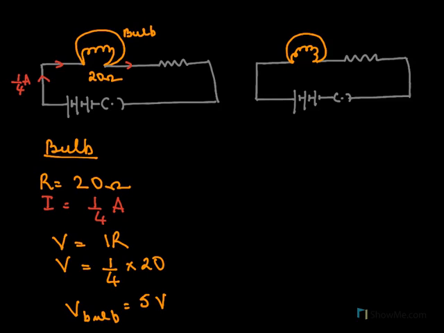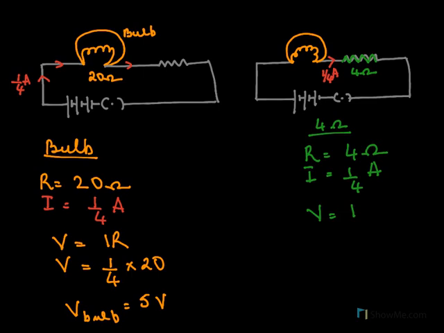Now we are done calculating the voltage across the bulb. Now it's time to calculate the voltage across this resistance of 4 ohms. The current flowing through this is the same as the bulb because they're connected in series, 1 by 4 amperes. So for 4 ohms, the resistance is 4 ohms, current is 1 by 4 ampere. To calculate the potential difference, we put V equal to IR. So V equal to I is 1 by 4, resistance 4, voltage is 1 volt. So the potential difference of the resistance is 1 volt.